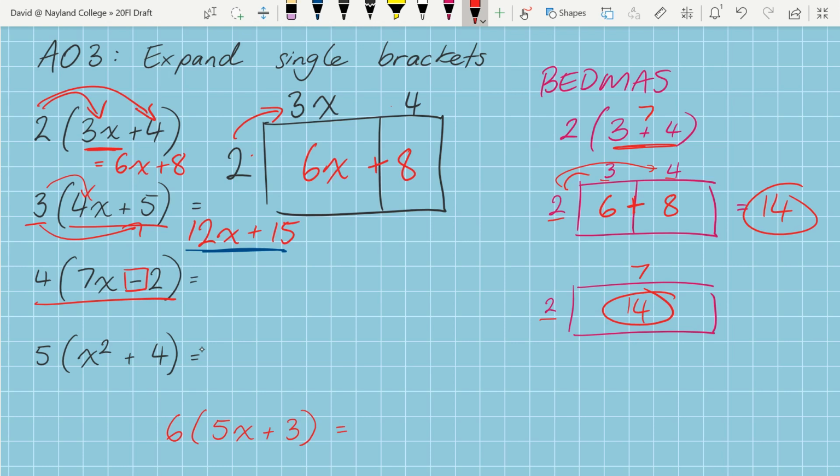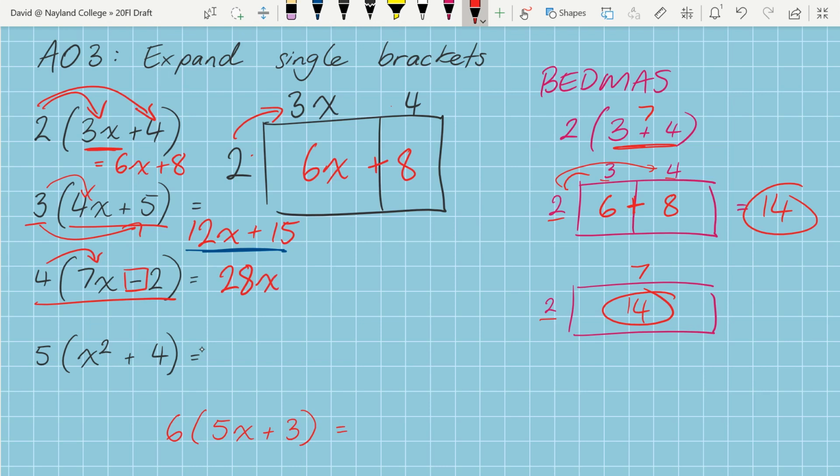So let's deal with the unknown, the coefficient. So we're going to go 4 times 7x. 4 times 7 is 28. So 4 times 7x is going to be 28x. And now we're going to deal with this minus 2.